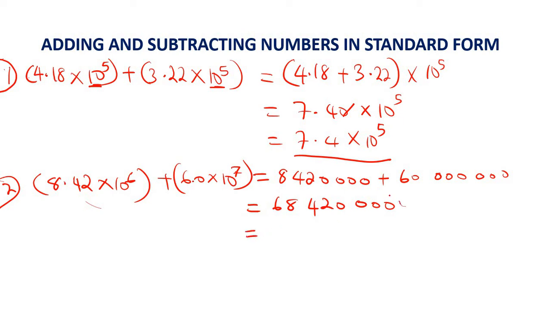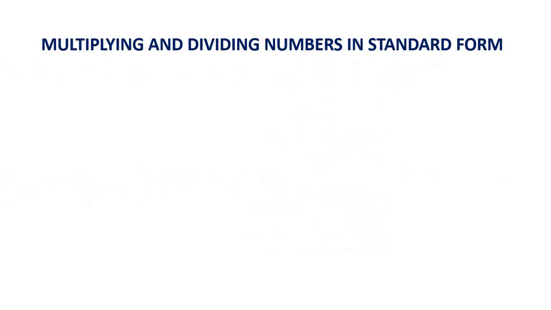Once I'm done adding, I will return back: 1, 2, 3, 4, 5, 6, 7. So this is 6.842, just discard only the zeros, times 10 raised to the power 7, and that's easy. So the same thing with subtraction. If you are subtracting and the powers of 10 are not the same, also return the numbers to their ordinary form and then subtract and get them back to the standard form. Is that clear? So let's go straight to multiplication.